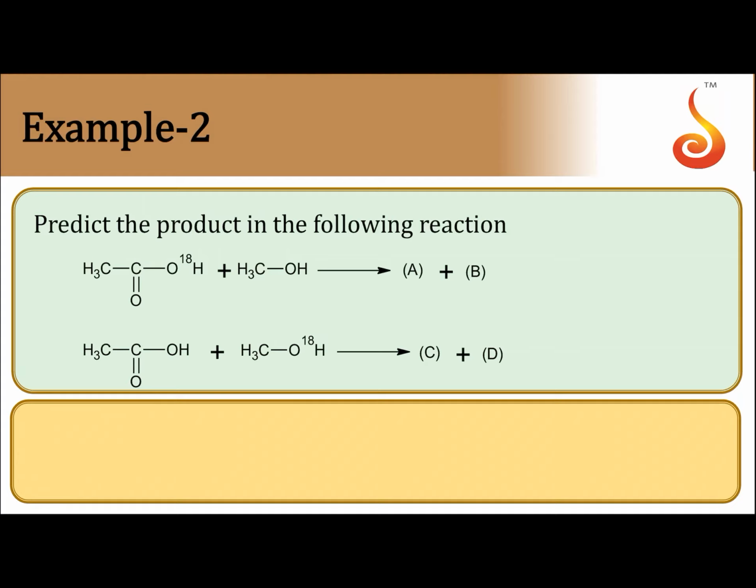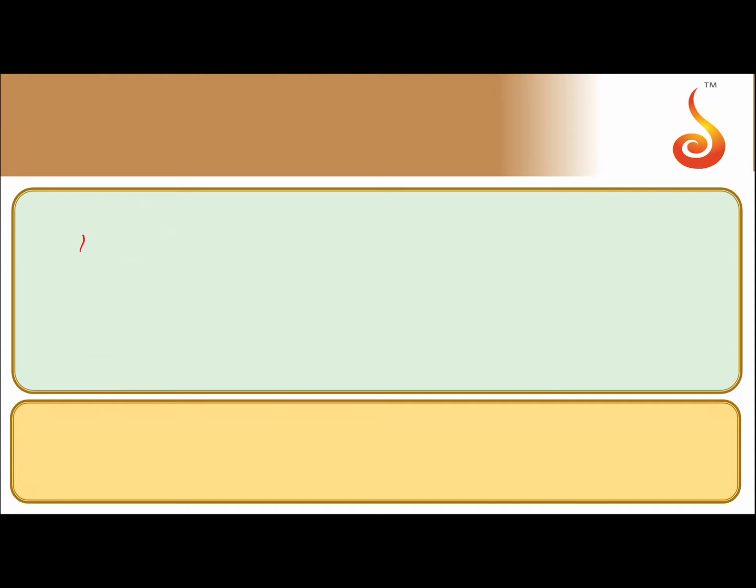Predict the product in the following reaction. If you see these two compounds, the two reactants here, one is carboxylic acid and the other one is alcohol. So carboxylic acids react with alcohol to form ester and water.